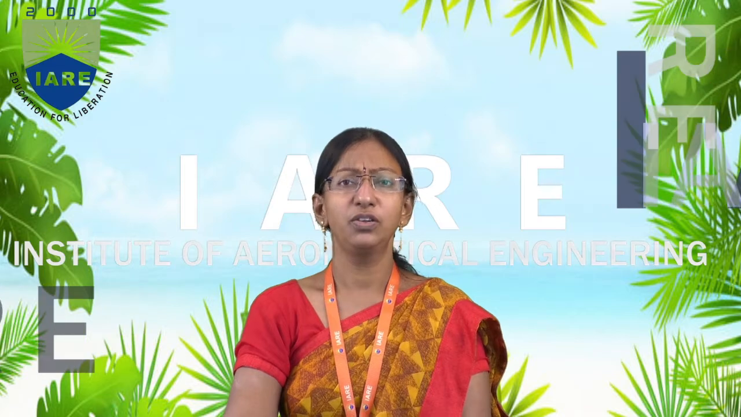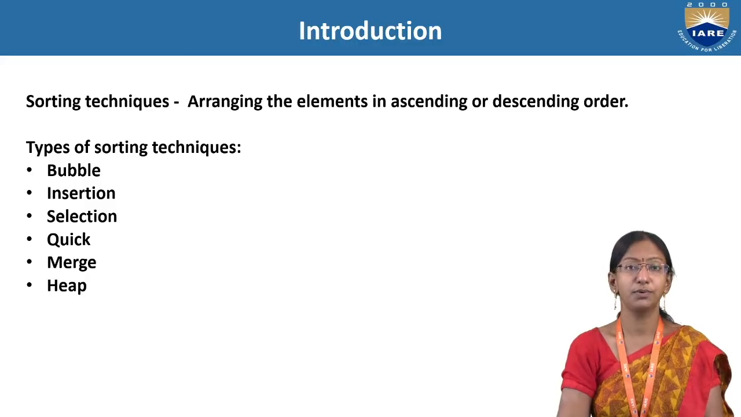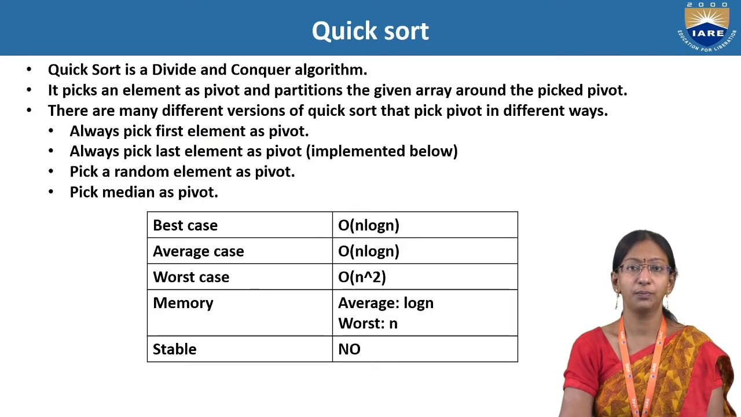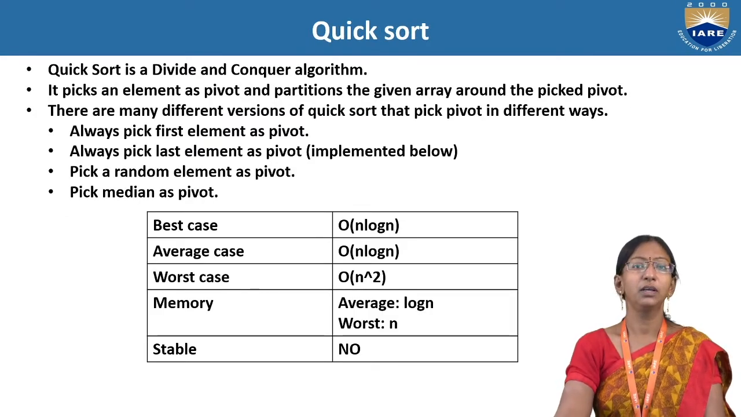Today we are going to discuss a sorting technique known as Quicksort. Sorting is nothing but arranging the data in either ascending or descending order. There are various types of sorting techniques like bubble sort, insertion sort, selection, quick, merge, and heap. Out of all these sorting techniques, quick and merge have a special property because they perform based upon divide and conquer. The beauty of this. Okay, let's discuss quick sort today.